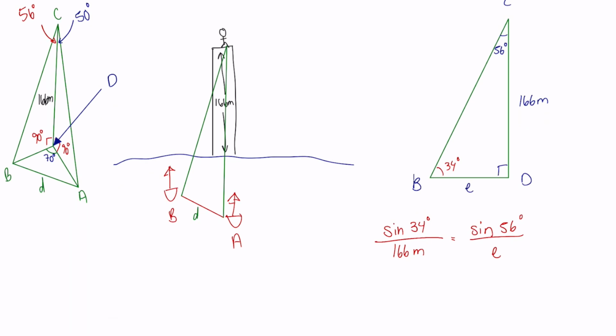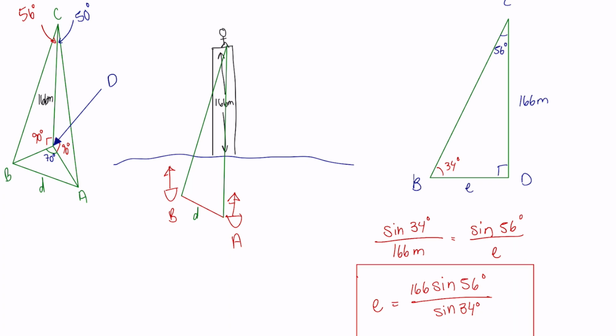A shortcut for doing cross multiplication to solve for an unknown, like E, is just to multiply your two known values that are opposite to each other, or diagonal, and divide by your remaining known value. So E is going to equal 166 sine 56 degrees divided by sine 34. We're going to keep our values exact until the end, so I'm going to save this for later.